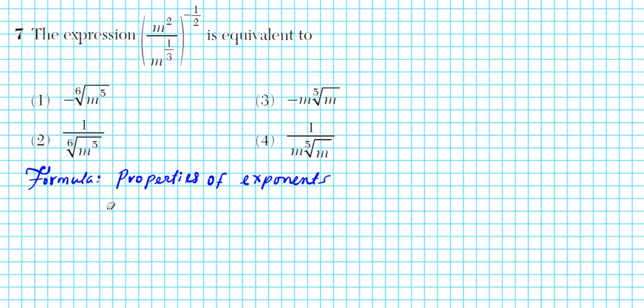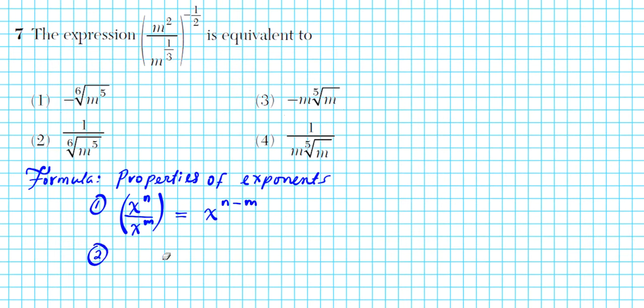First one is the quotient of powers property. If you have x to the n divided by x to the m, a quotient of two powers with identical bases, all you simply do is subtract the power of the denominator from the power of the numerator. So that's the quotient of powers property.